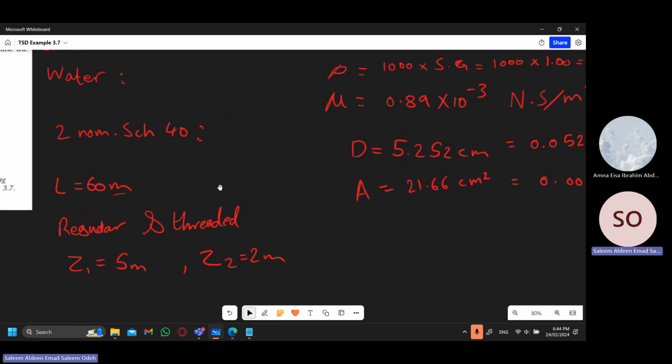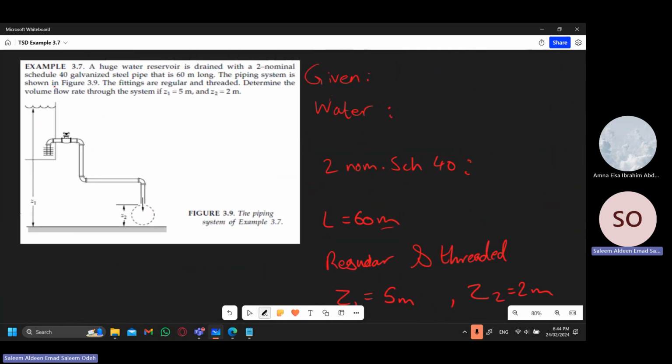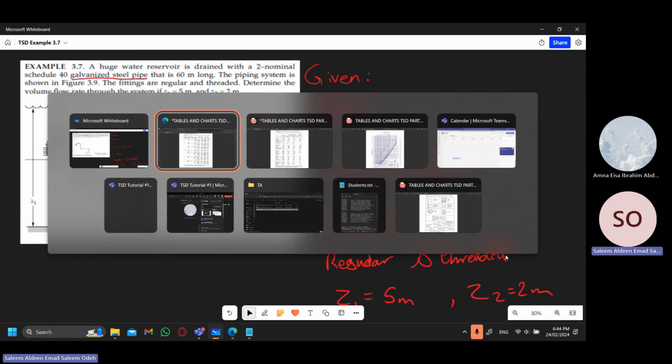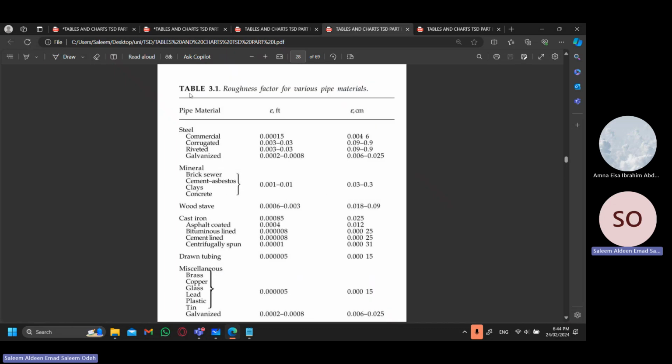the epsilon, the roughness of the pipe. Now, I forgot to write this down, but it is stated in the question that it is galvanized steel pipes. So we will go over to the tables again, and we will go to table 3.1 on page 28 of your booklet. We'll go all the way down to steel, to the galvanized section, and we'll get the values in centimeters. You can also find it in feet, but again, we'll use centimeters.